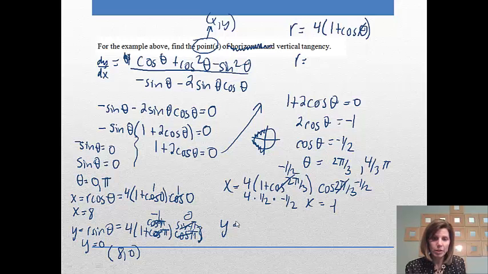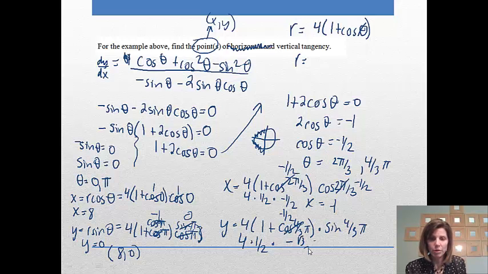And then y will equal r, which again was 4 times 1 plus cosine of 4/3 pi times, in this case, sine of 4/3 pi. So again, cosine of 4/3 pi we know is negative 1/2. So I'll get 4 times 1/2 times the sine of 4/3 pi would be down here, so I know it's going to be negative, and the sine of 4/3 pi would be the square root of 3 over 2. So once again, the 4 is going to cancel with the 2, so I'll be left with negative square root of 3. So another point of vertical tangency would be negative 1, negative square root of 3, if I did that correctly.